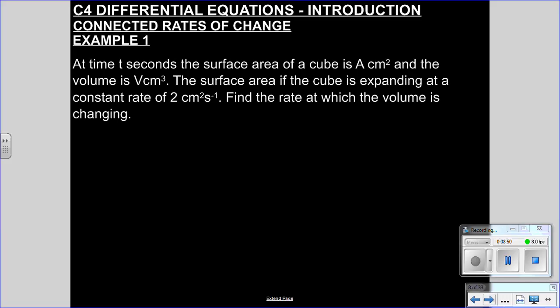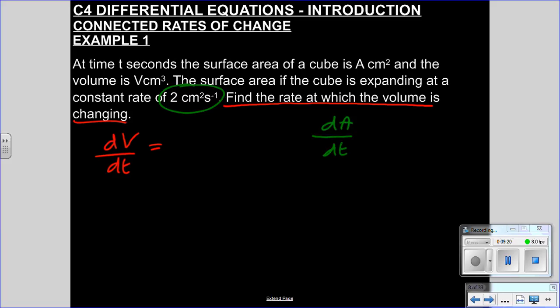How do I approach a problem like this? I always start with, well, what's the question asking me for? Find the rate at which the volume is changing. The volume is changing as time is changing. So dV by dt, that's what it is we're trying to find. How do we get that? Well, we need to look at what we know. We know that the surface area of the cube is changing at a constant rate of 2, don't we? It says it right there.